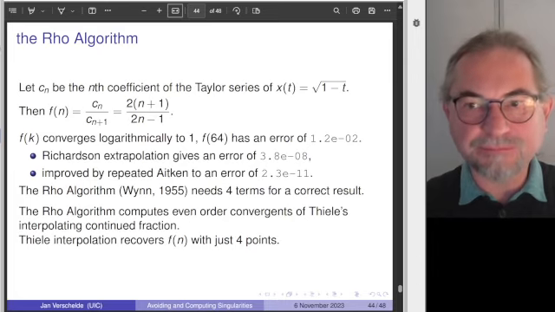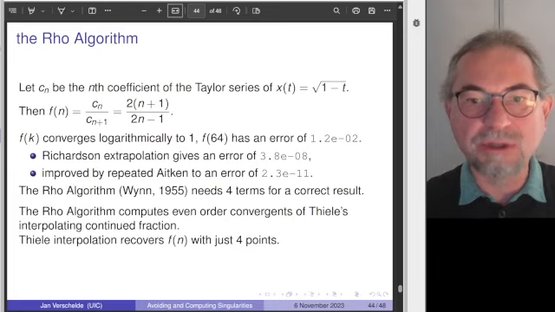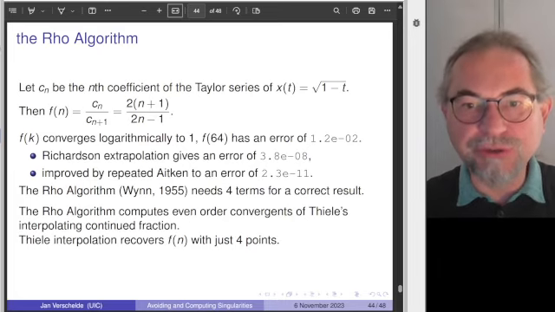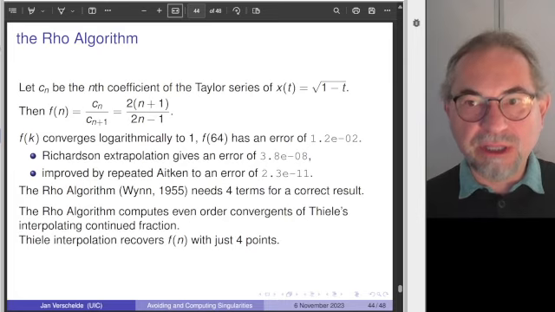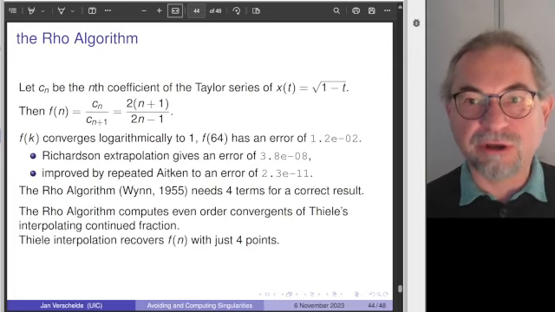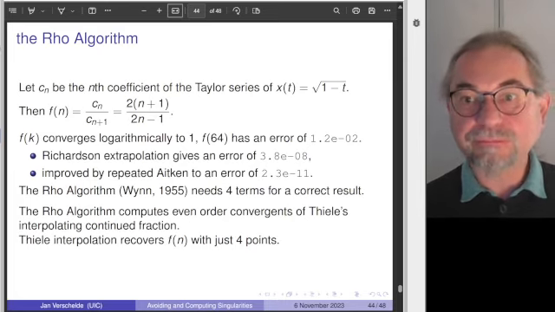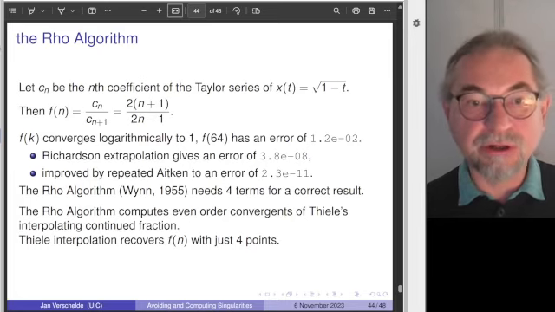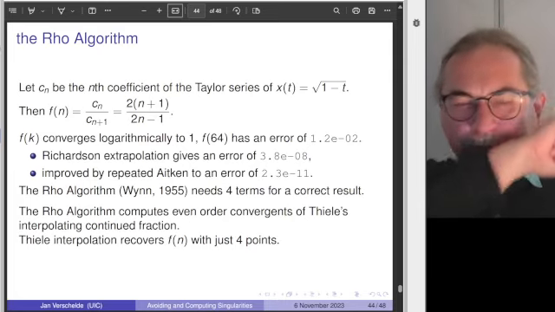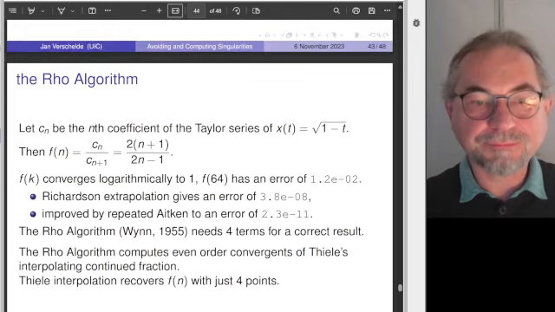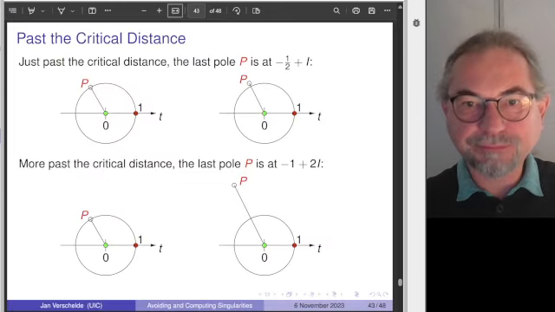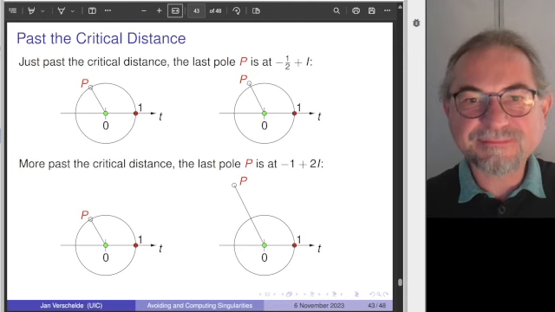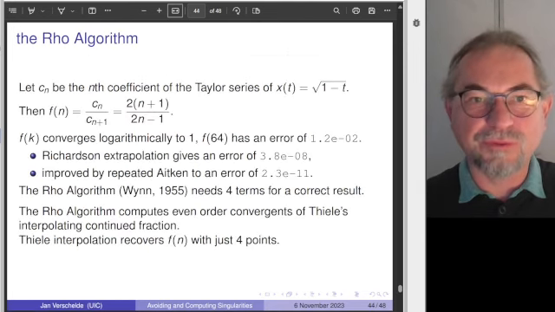Kind of magic. Not so magic anymore if you understand that the row algorithm actually computes the even ordered convergents of the continued fraction, the interpolating continued fraction, that's called Thiele interpolation. Okay, and I noticed that here is where the slides are slightly out of order.